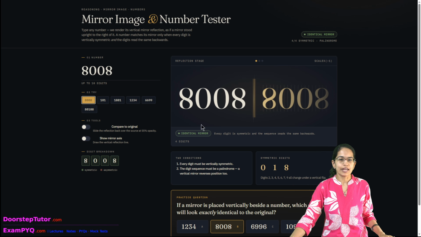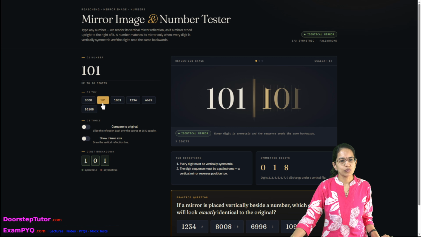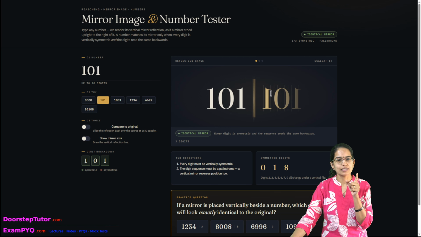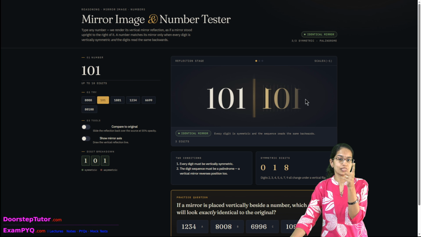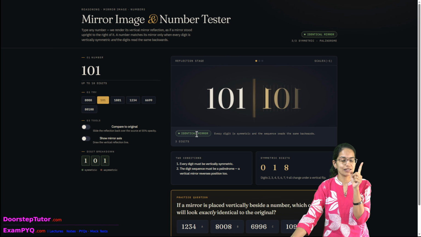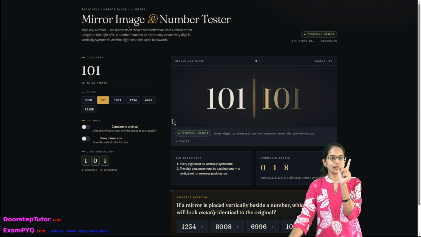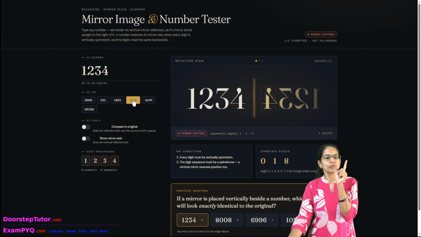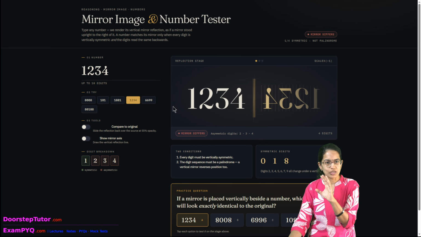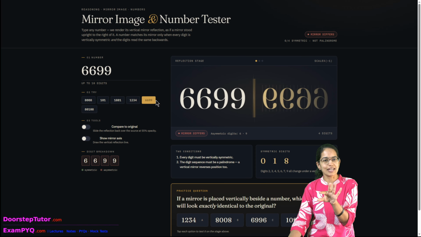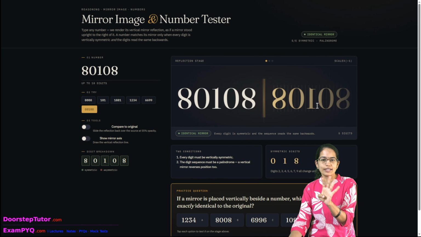Now here 8008 would remain symmetric. 101 would remain identical, but not in this case, because as you can see, the top line is going in the opposite direction. So this is not an identical mirror. It's given as identical, but understand it's not identical, right? Then 2, 3, 4 are totally going in a different way, so they are not symmetric in the mirror. 6 and 9 are not at all symmetric, as you can see, and then again 1 is not symmetric here.